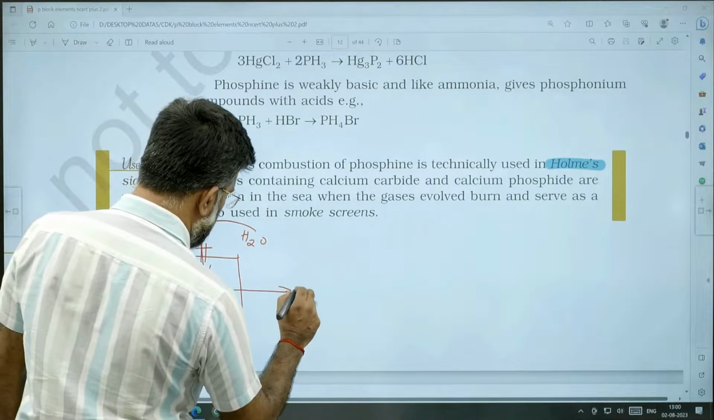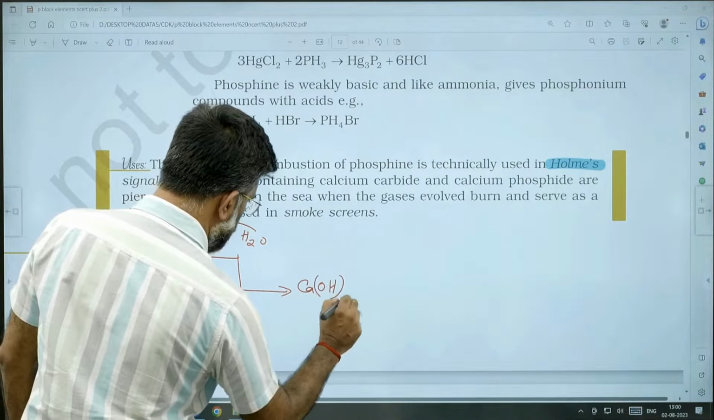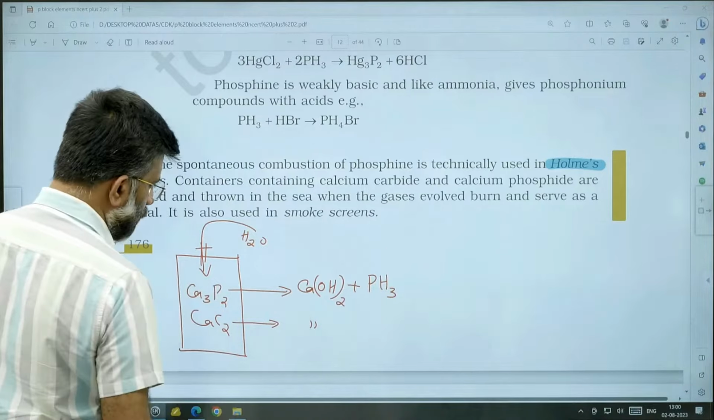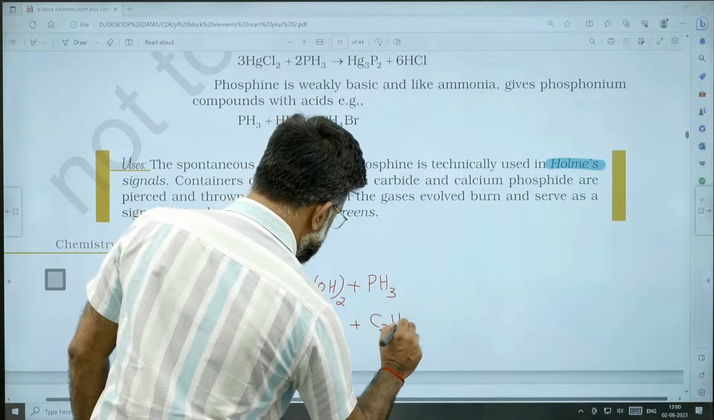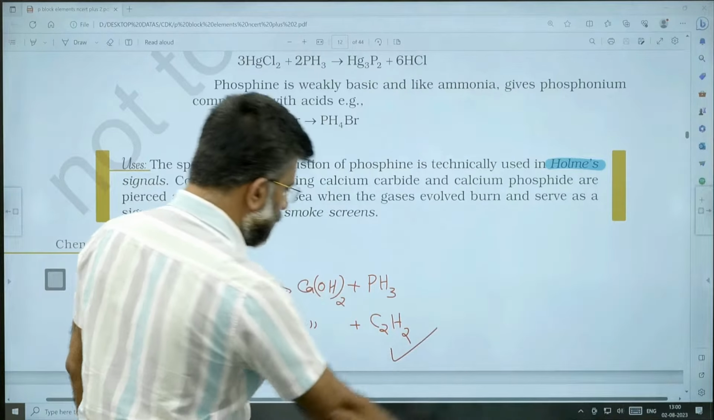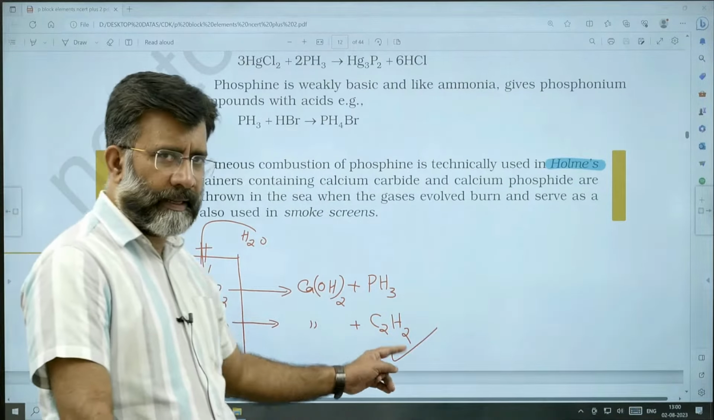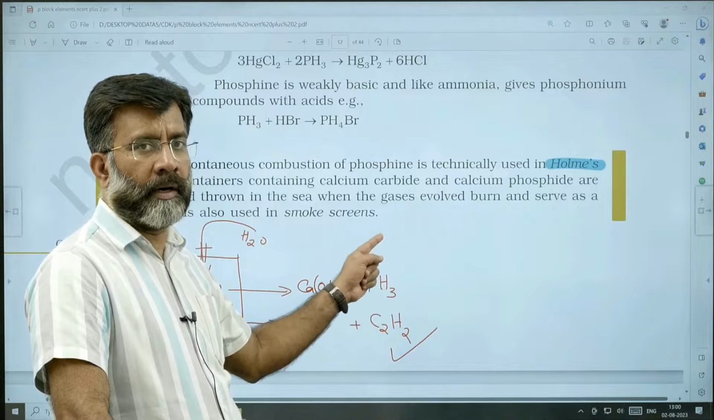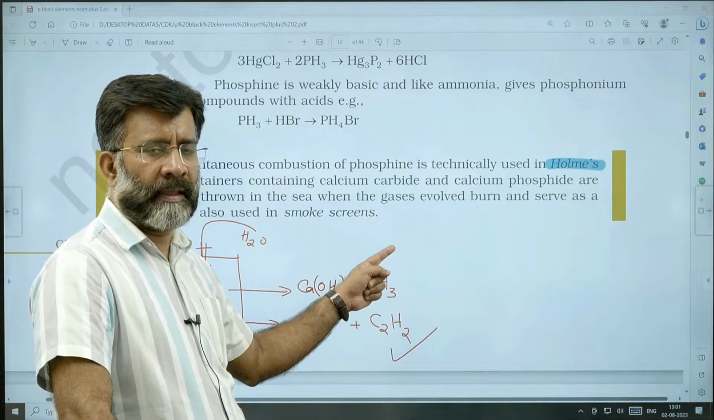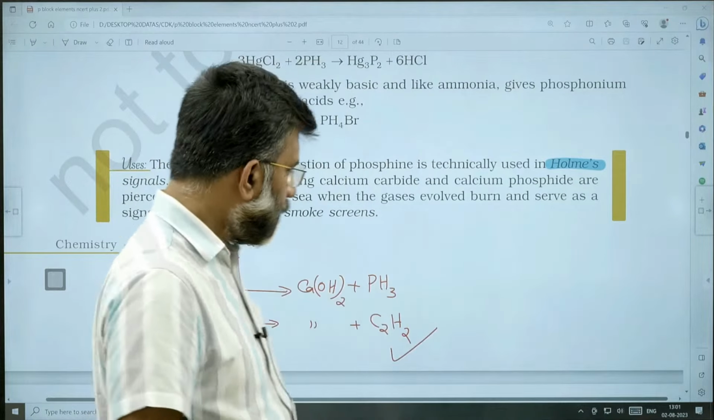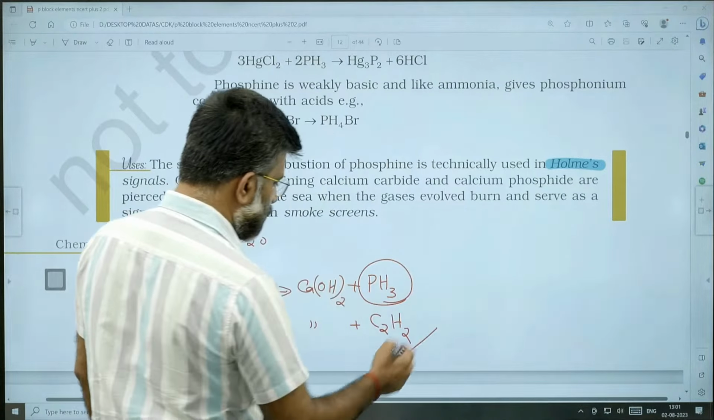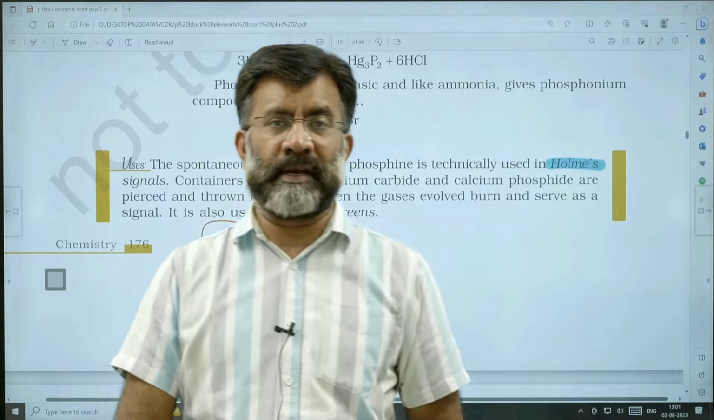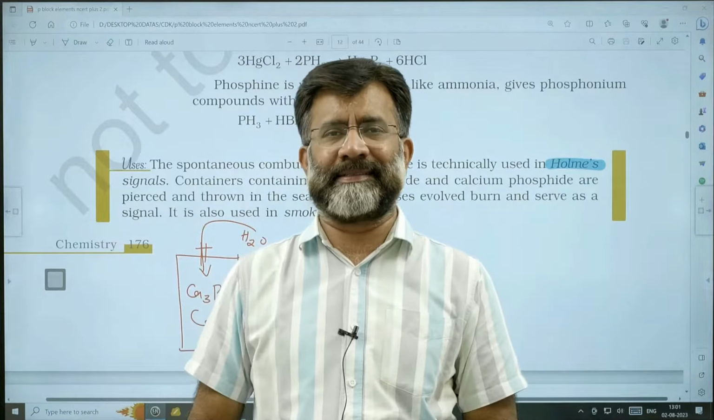Calcium phosphide upon hydrolysis gives calcium hydroxide, liberating phosphine gas. Calcium carbide upon hydrolysis gives calcium hydroxide and acetylene gas. Acetylene gas will immediately catch fire, and in that fire phosphine will burn. Actually, phosphine with impurities catches fire, and in that fire acetylene burns with a brilliant light. Hope you know the burning of acetylene gives a brilliant light, right?